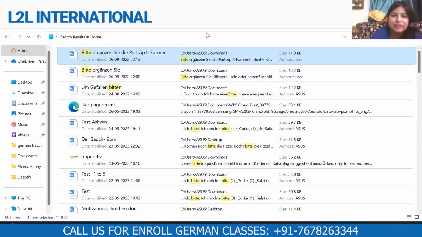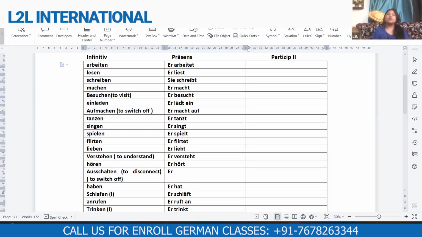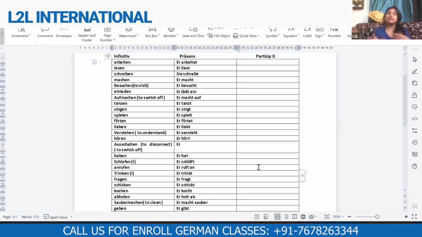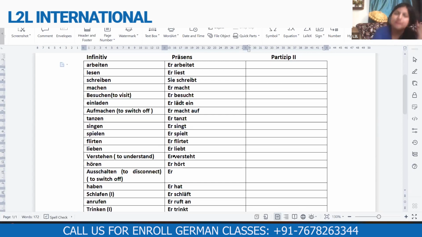Okay, good. So here, I have got some verbs for you. I have mixed all the verbs, right? So you don't have to write for all of them. But I have tried mentioning all the verbs that are important right now. So I have made it for arbeiten, lesen, schreiben, machen, besuchen, einladen.